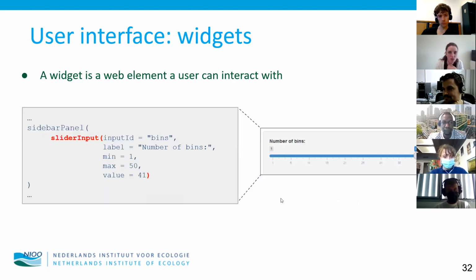And with these widgets, you need to add something, in this case, to the sidebar panel. You can, of course, also do the main panel, but now I picked the sidebar panel. And you add a function like slider input that has an input ID, so the name of this input slider. You can give it a label which relates to what's here in bold. You give it a minimum value, maximum value, and some default value to start with.